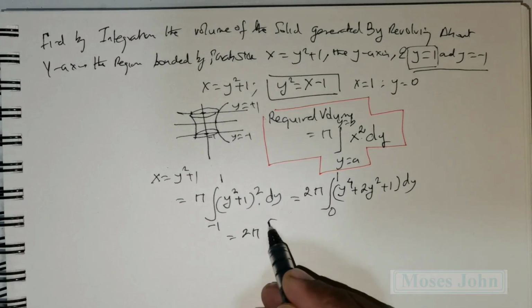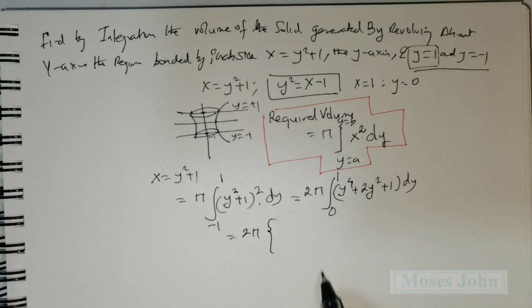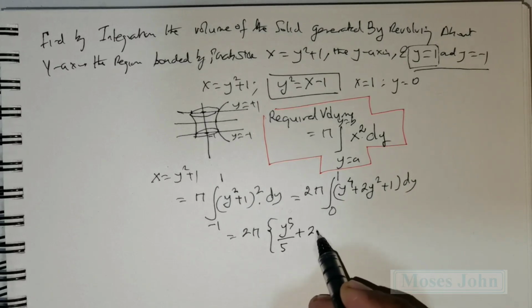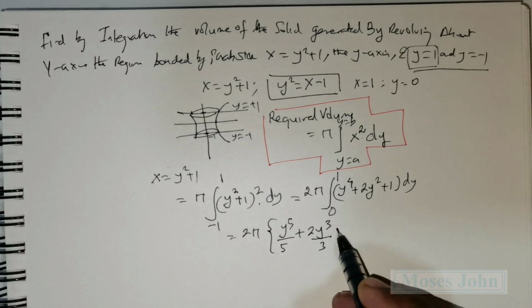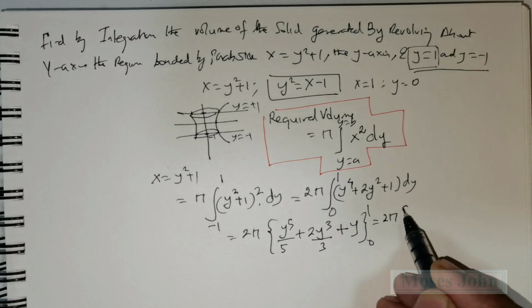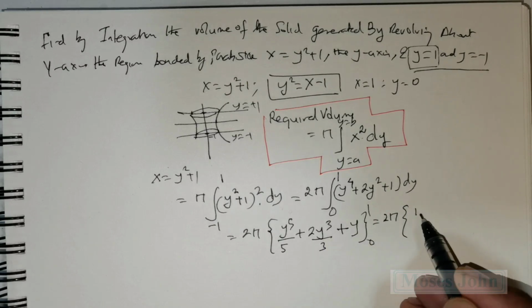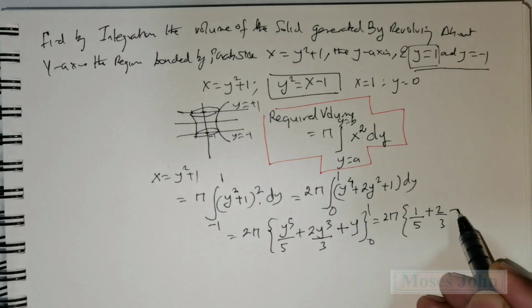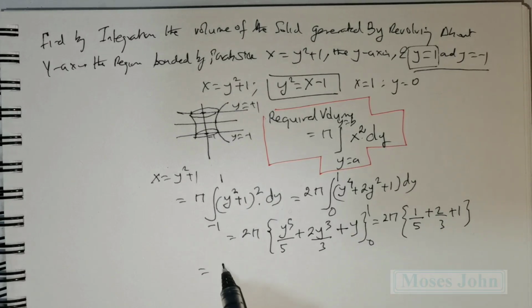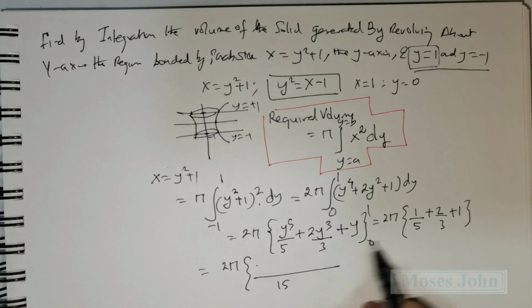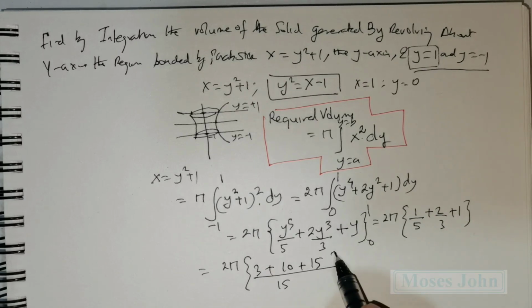Now this is going to be 2 pi times, when you integrate y power 4, you get y power 5 divided by 5, plus 2 times y power 3 divided by 3, and plus y. The limits are 0 to 1. You substitute the limits, upper limit substitution will give you 1 over 5 plus 2 over 3 plus 1, which is equal to 2 pi times, I take the LCM as 15, this would give me 3, this would give me 10, this would give me 15.